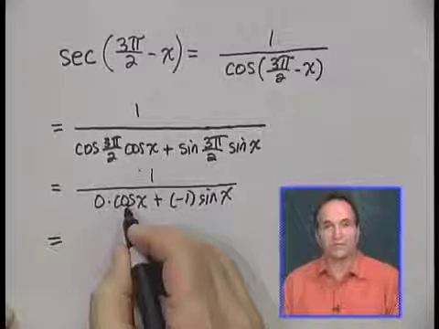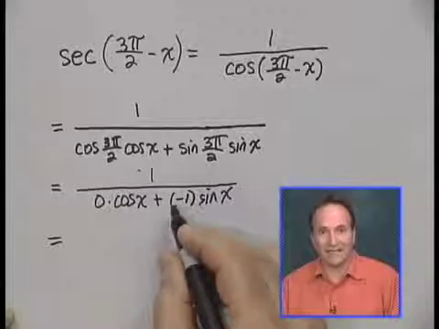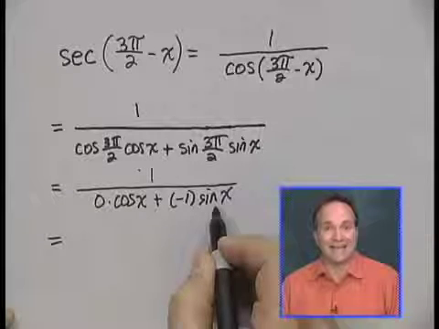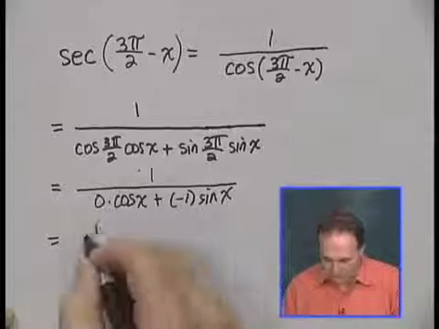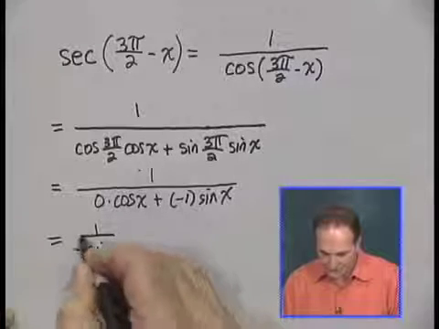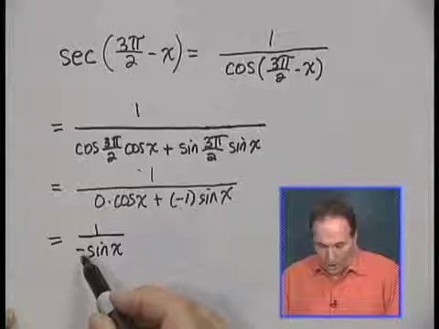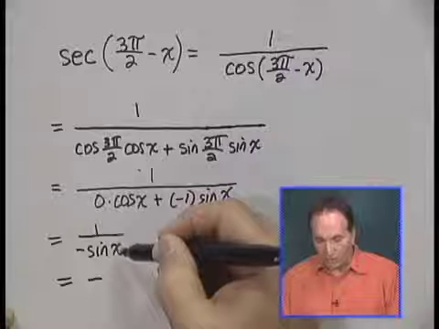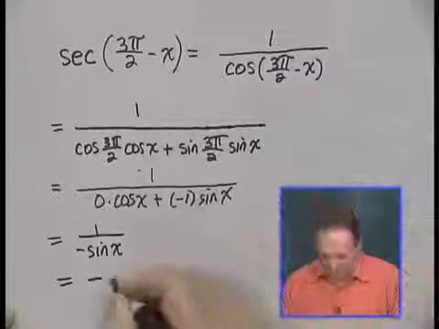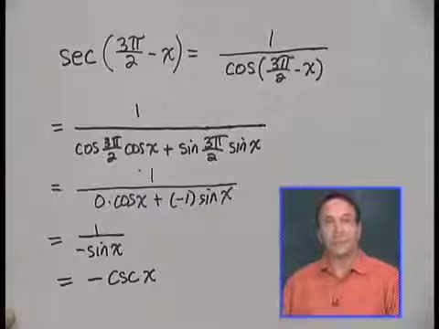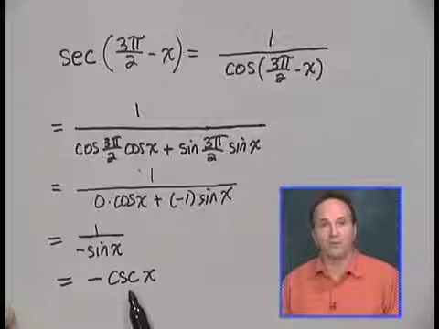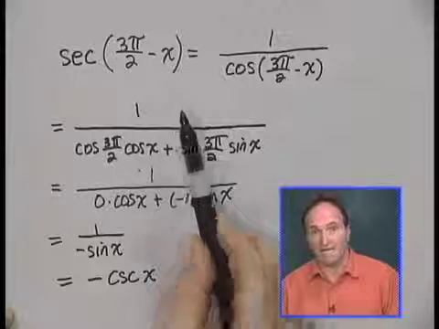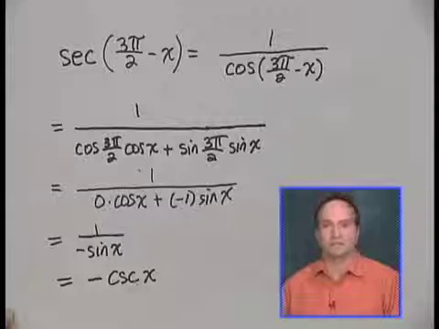Well, of course, 0 times anything is 0. 0 plus anything is just the anything. That is to say, we would have negative 1 times sine of x, which is negative sine x. So this is equal to 1 over negative sine of x. Our answer is going to be negative, and I'm going to extract that out at the beginning. And then 1 over sine x is cosecant of x. And now we've shown that that equation is an identity because we were supposed to show that secant of 3 pi over 2 minus x was equal to negative the cosecant of x, and we've done that.